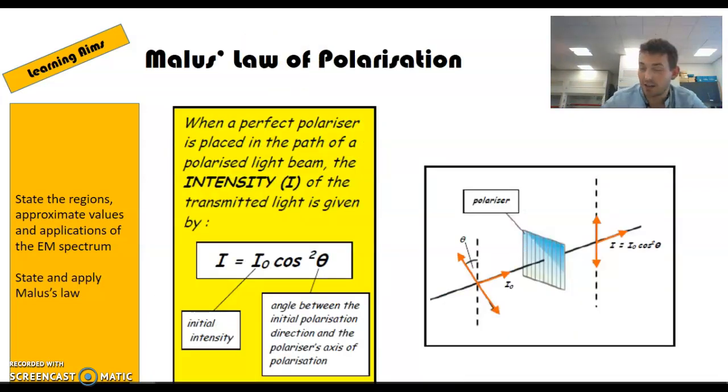So Malus's law is how much of that intensity of light actually gets through as a function of the angle as we turn it. So all, none, half, who knows? Well, Malus knew, and it was to follow this rule, that the transmitted intensity is equal to the initial intensity times cos squared theta. Now that means cos theta squared, not cos of theta squared. I think you know what that means.